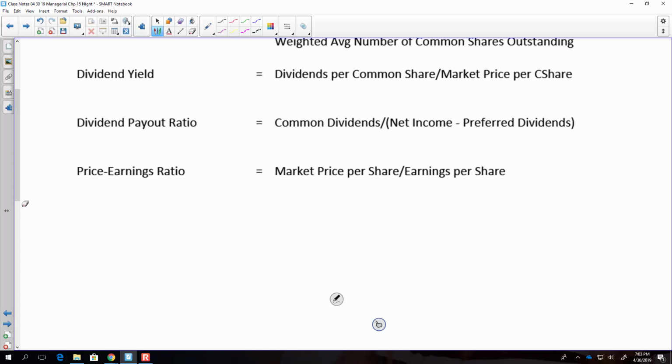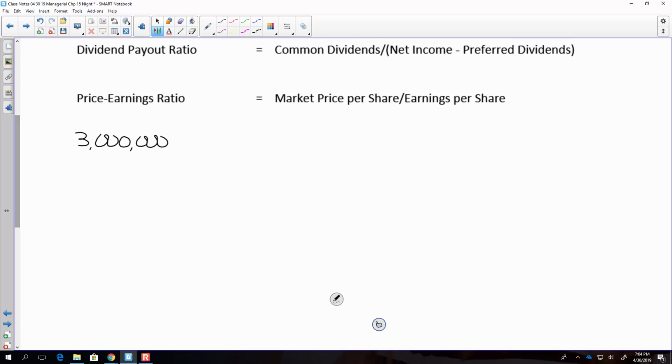So I'm gonna take, let's do it this way, starting with the 3 million. I'm going to add the paid-in capital, 4.8, and 4 million. This is all common. So that totals up to 11,000,008.